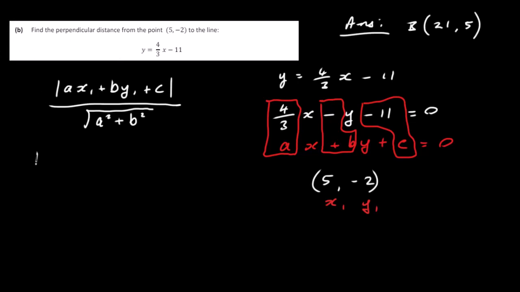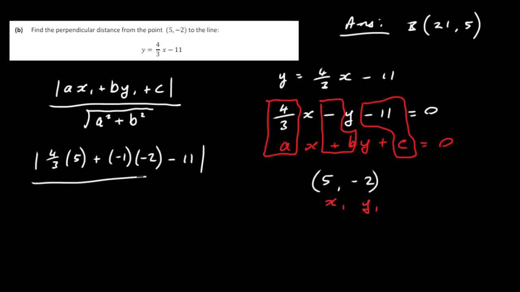So it's going to be the modulus of a, which is 4 over 3, times x1, which is 5, plus b, which is minus 1, times y1, which is minus 2, and then we got plus c, which is minus 11. Okay, so that's our top line.